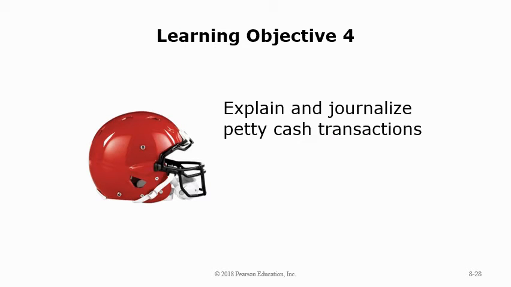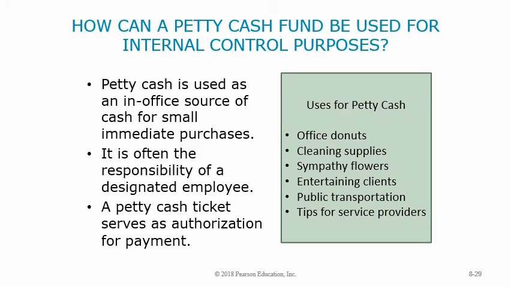Learning objective 4, we are going to explain and journalize petty cash transactions. So the first thing that we need to look at is essentially the definition of petty cash. Petty cash is usually a small amount of cash that is kept in an office for small immediate purchases. So petty cash can be used for like, oh, I'm going to treat the staff to donuts today, or oh, hey, we ran out of toilet paper, I need to go buy some real quick before our order comes, or you know what, somebody passed away, so we're going to send them some flowers.